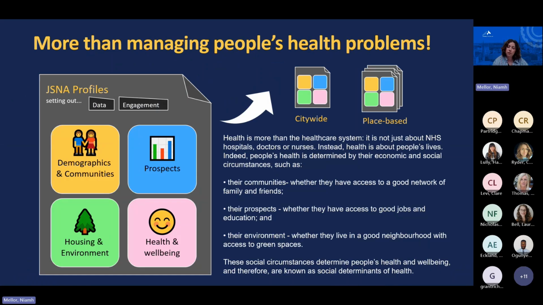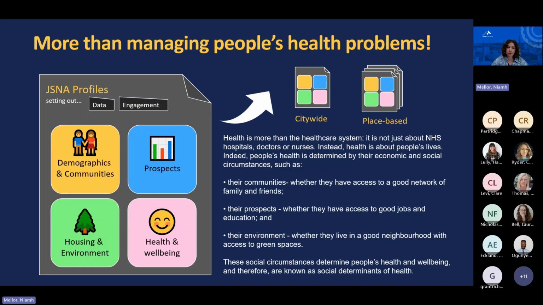So here you'll see that we've heavily been influenced by the Kingsford model. Health is more than just a healthcare system. It's more than that. It's linked to people's economic and social circumstances. So for us, taking a place-based approach has enabled us to really have the opportunity to explore different assets and nuances between different communities, draw on the skills and strengths in each of those areas.